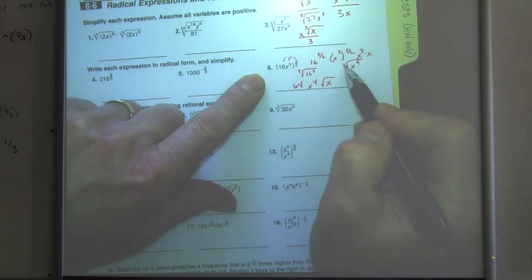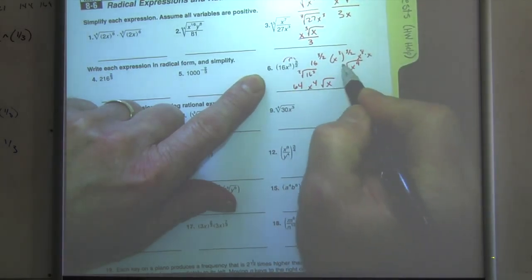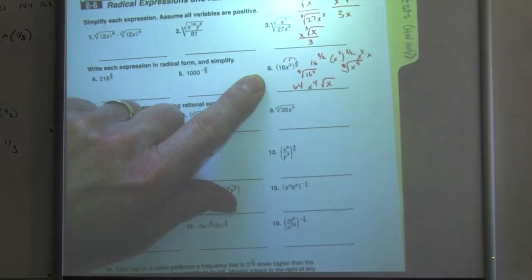Again, you don't need to put these 2's here. When it's a square root, we can just leave that off, because if we don't put a number there, it means square root.